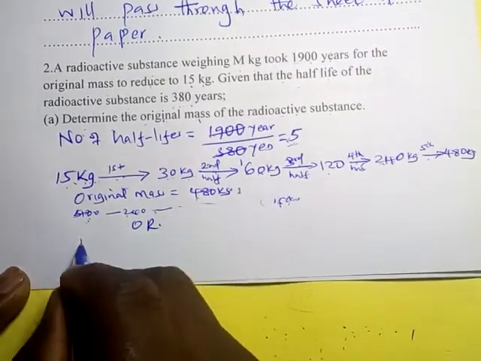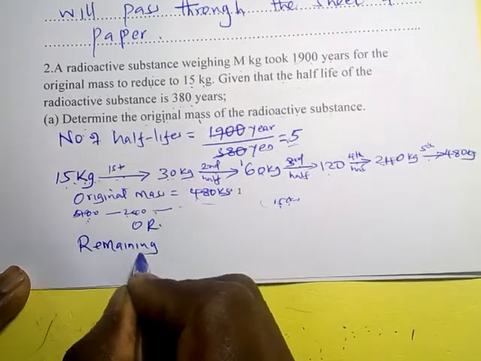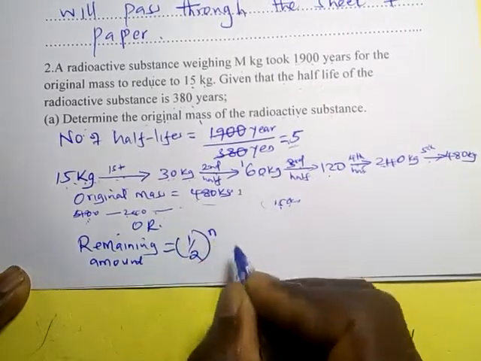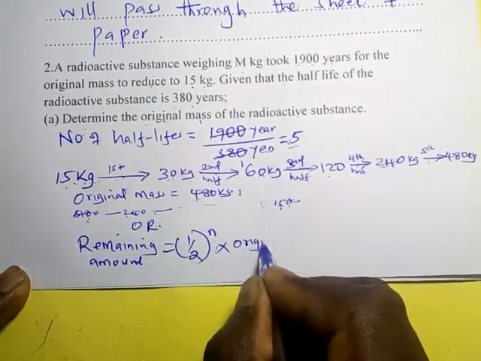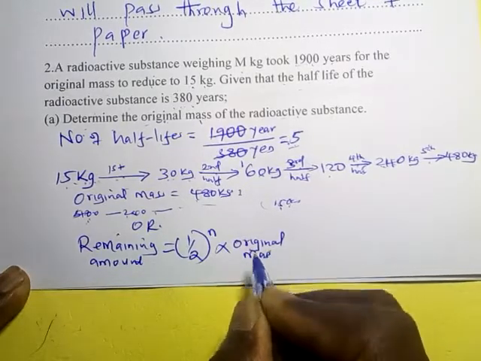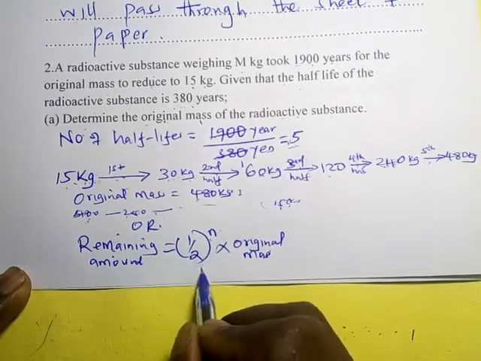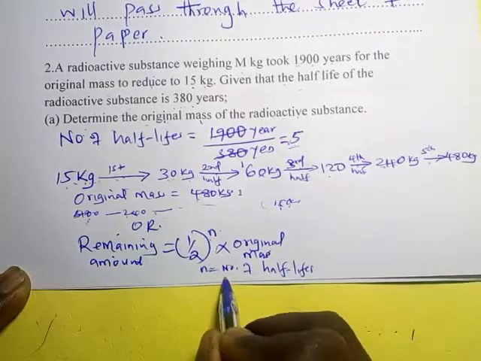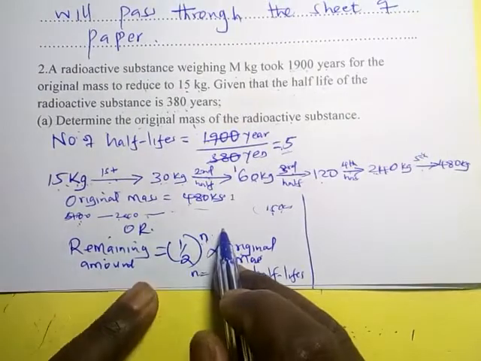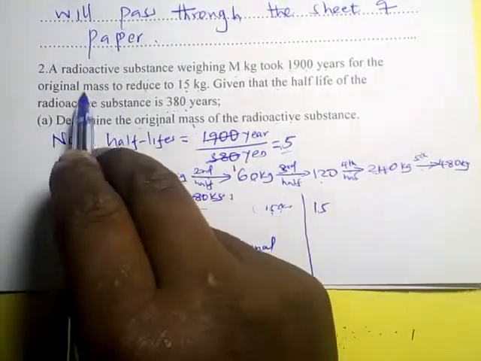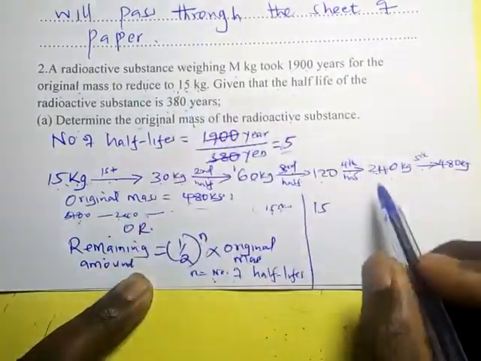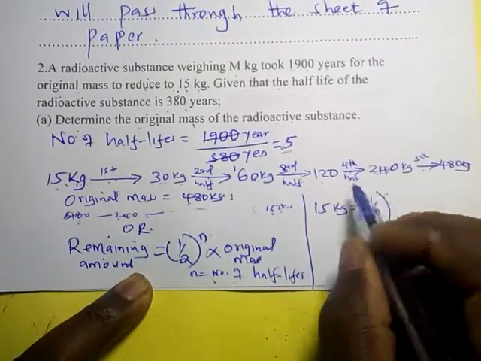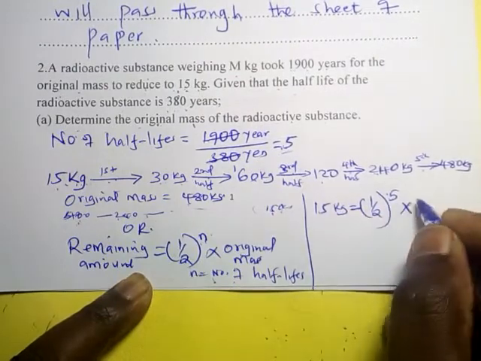There is a formula that says the remaining amount equals (a half) to the power n times the original amount, the original mass. What is n? n is the number of half-lives. So let us substitute: the remaining amount is 15 kg, equal to 1 over 2 raised to the power n, and our n is 5, times the original, which we don't know, so we can put y.